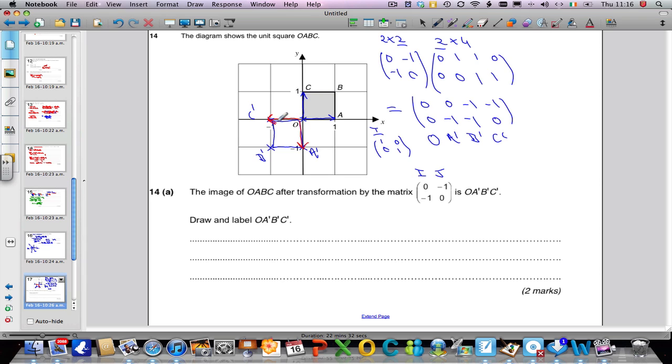So if you think about it, it's actually been transformed by a reflection in the line y equals minus x. So it's been a reflection through there. This has been mapped to here, this has been mapped to here, this has been mapped to here, and O stayed in the same place. So if you're not sure about that, just stick with the matrix multiplication method. That's just a slightly different way of understanding that question.